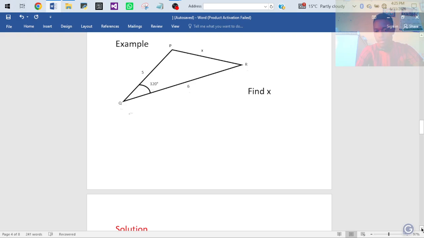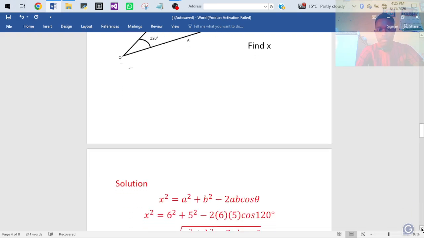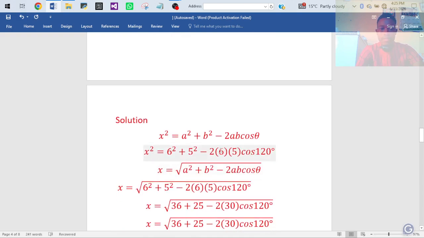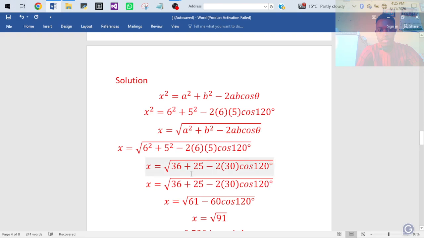So this is our formula, and this is our a, and this is our b, this is our theta, which is the angle. So just to remove this square, put a square root here. So the square root of this: 6 squared is 36, 5 squared is 25. This is 30 times 2, this is 60. So just say 36 plus 25, we get 61. 61 minus this 60, this 120. We get a root of 91.